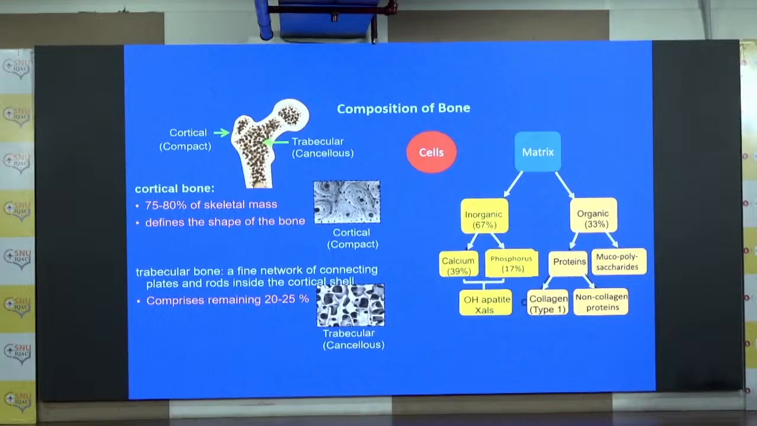At a cellular level, there are, of course, cells and matrix. The matrix is an inorganic matrix with calcium and phosphorus being the major components in the form of hydroxyapatite crystals. And then about 1/3 is organic matrix, which is mostly proteins, type 1 collagen, and some non-collagenous proteins. And there are also some mucopolysaccharides.